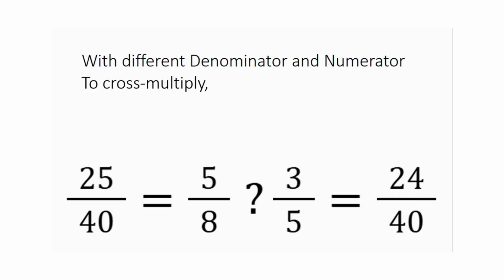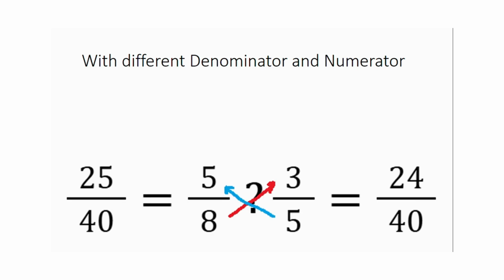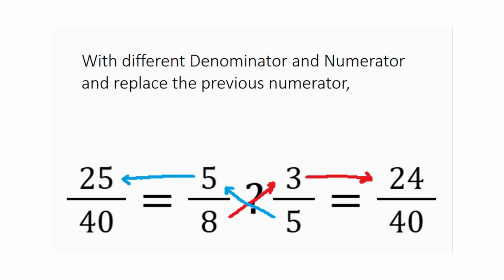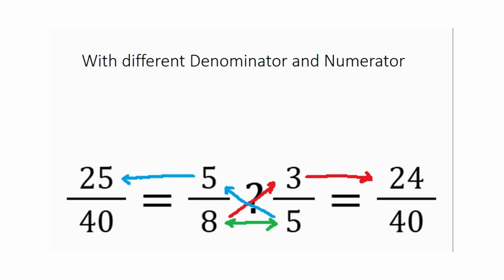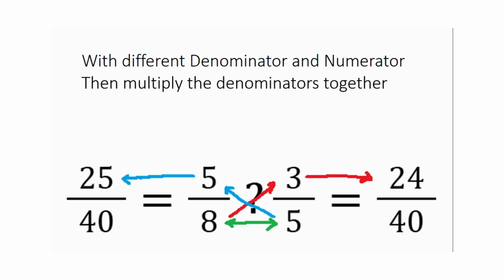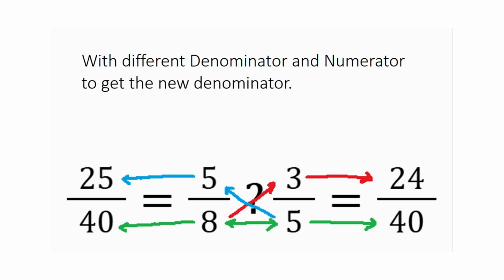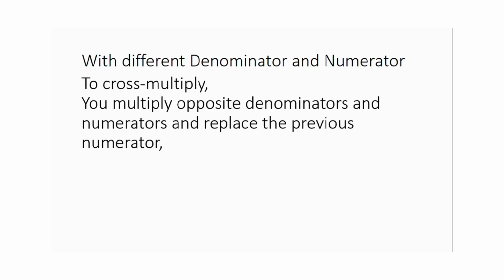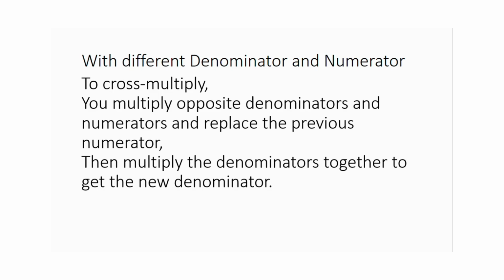So to cross multiply, what we're doing is you multiply opposite denominators and numerators, then that becomes the previous numerator. And then you multiply the denominators together to get the new denominator. So to cross multiply opposite denominators and numerators, replace the previous numerator, multiply the denominators together to get the new denominator.